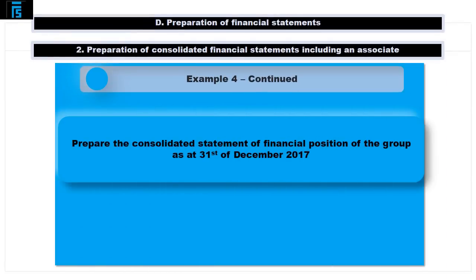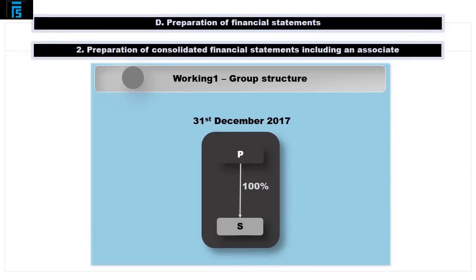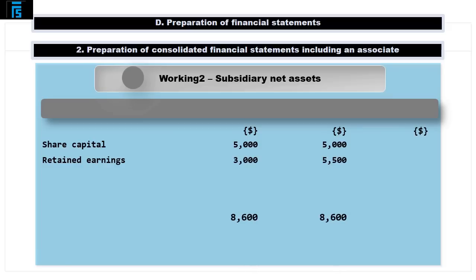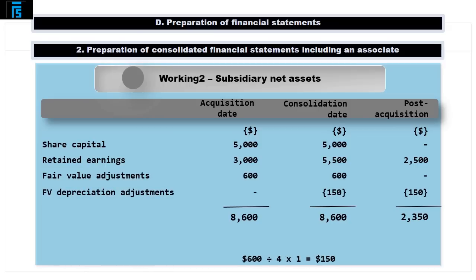And our job is to prepare a consolidated statement of financial position as at the 31st of December, which therefore becomes the date of consolidation. As always, the first working concerns group structure, and we will once again write that P owns 100% of S. The second working is subsidiary net assets, and as before we need the standard 3 columns: acquisition date, consolidation date, and post-acquisition. This time around we will actually need 4 rows instead of the previous 3.